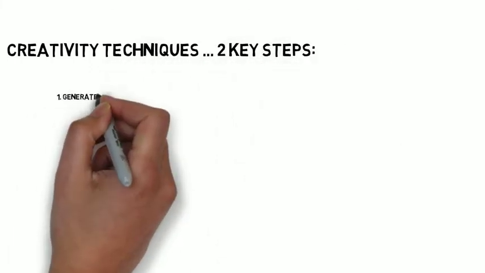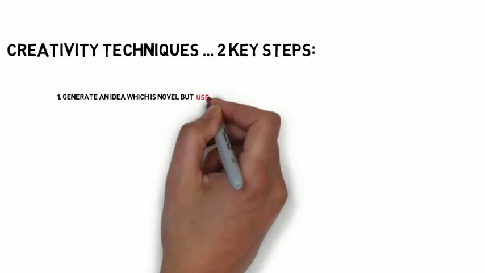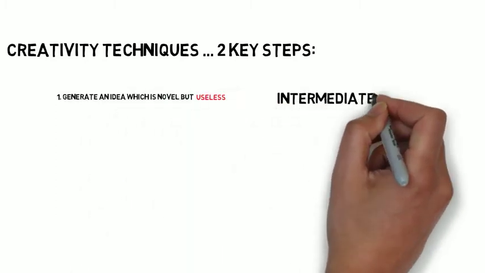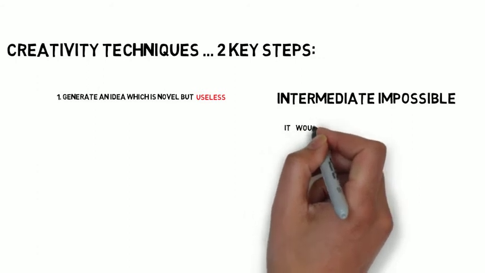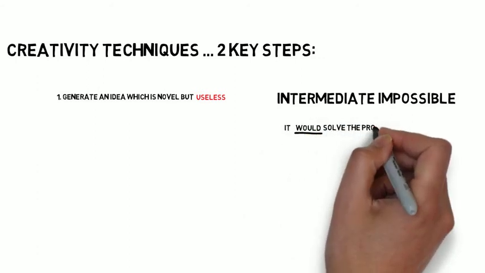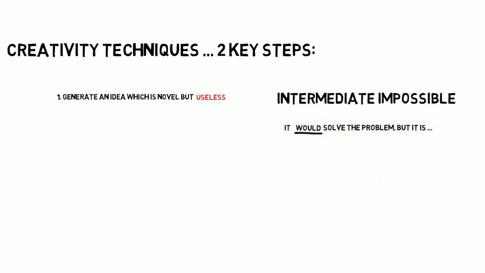The first step is to generate an idea which is novel but completely useless, and this is what we refer to as the intermediate impossible. It's an idea that would definitely solve the problem if only it were possible. It could be bonkers, ridiculous, outrageous. Indeed, it could be illegal as far as I'm concerned. But fundamentally, it must solve the problem.